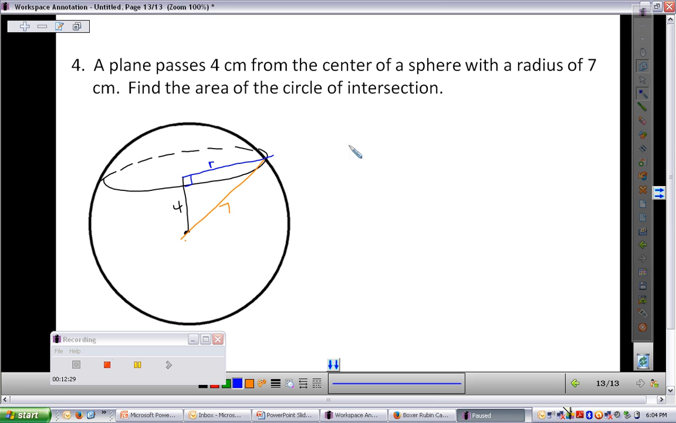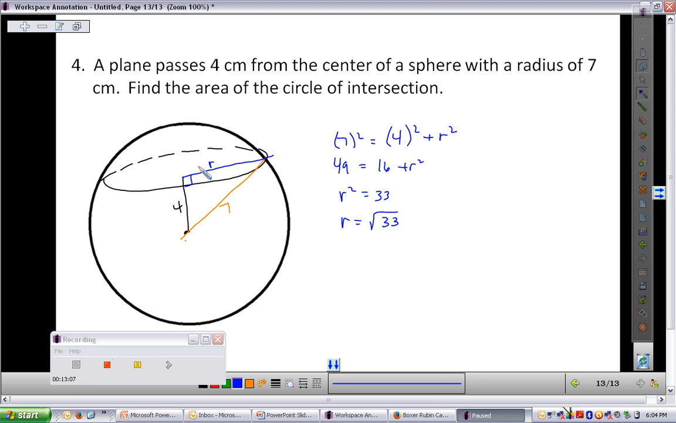So here is my hypotenuse. I'm going to go 7 squared equals 4 squared plus my radius squared. Again, this is the radius of the circle of intersection, this right here. I'm trying to find the area of this circle. So I get 49 equals 16 plus r squared. Subtract 16, I get my radius squared equals 33. My radius is the square root of 33.